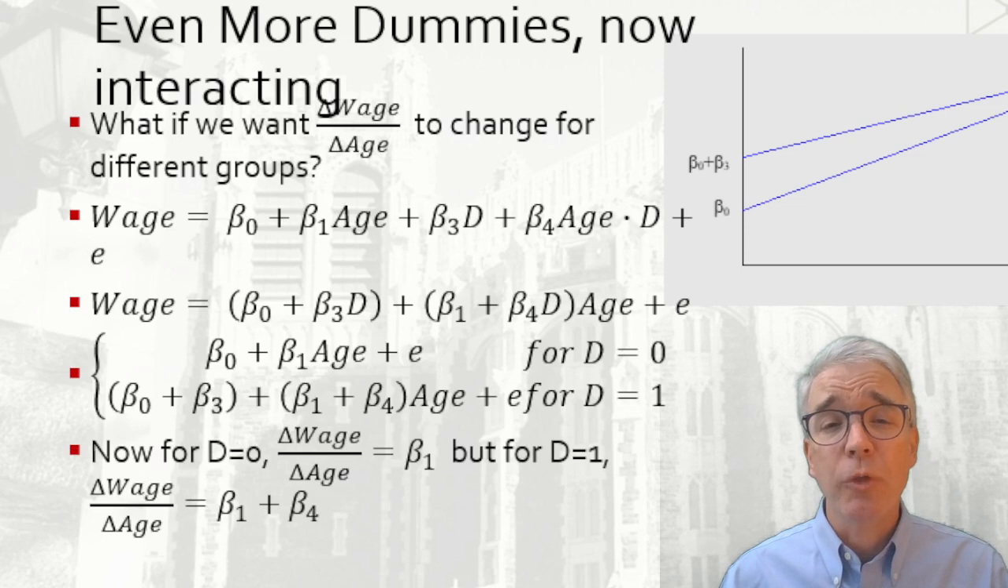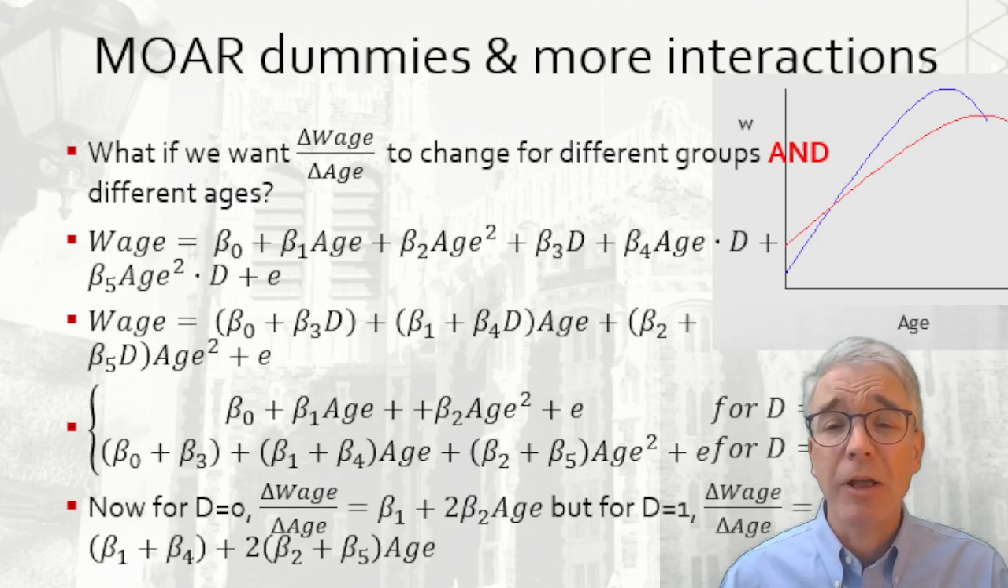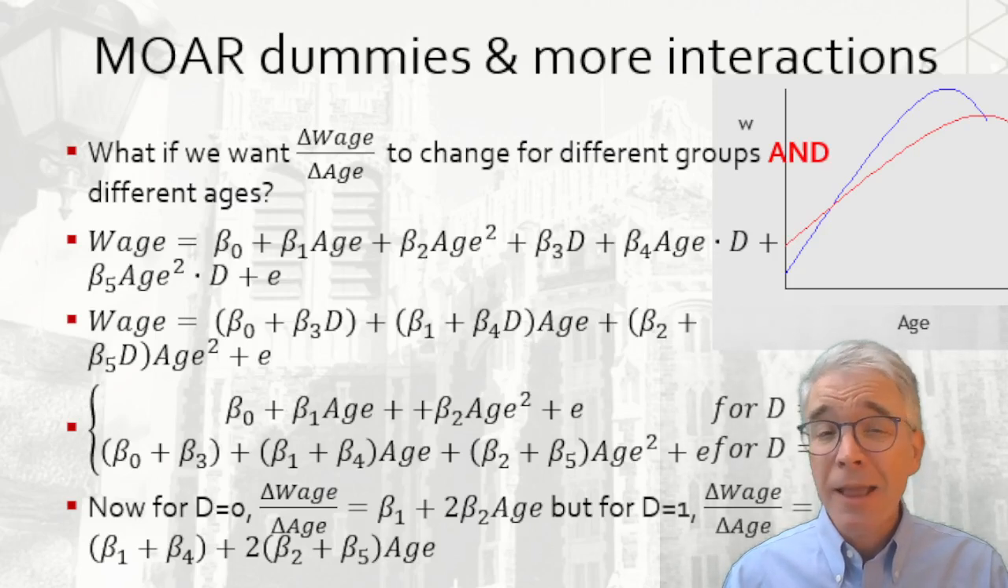If you work through the math, you can rewrite the equations in a few different ways. Sometimes it's easiest to write out two separate equations, one for people with a dummy variable equal to 0, and the other for the people with a dummy variable equal to 1. Just whatever works, whatever helps more. But once we start with interactions, we can just keep going. What if we want delta wage, delta age to change both for different groups and different ages? More interactions. That's what we're going to have.